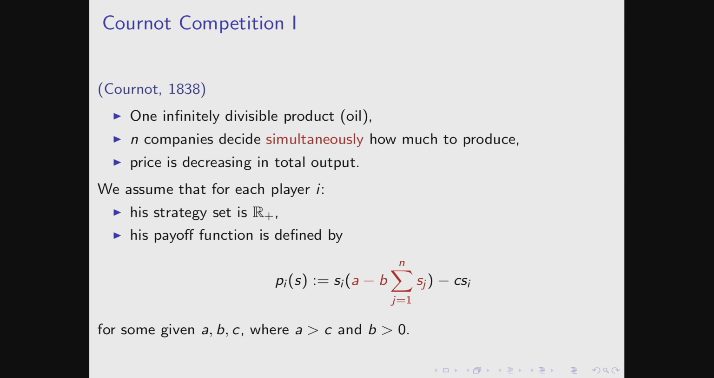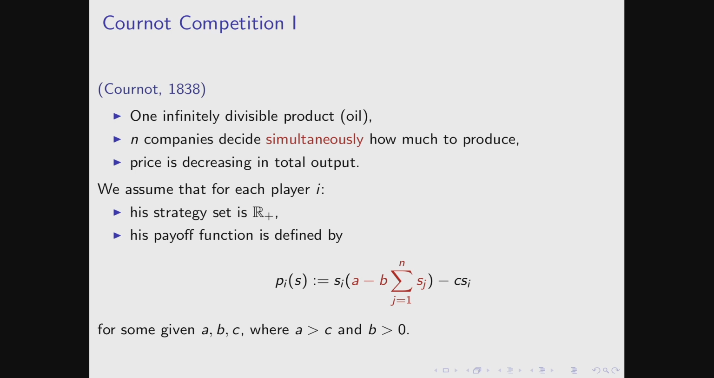So as a result, if we know what is the price of the oil, then how much does a given producer gain? Well, we multiply how much he decided to produce, which is s_i, his strategy, by the price of the oil, and we deduct his costs. And the costs are linear with respect to how much he produces. So this c s_i is the cost of production. And this is the payoff function.